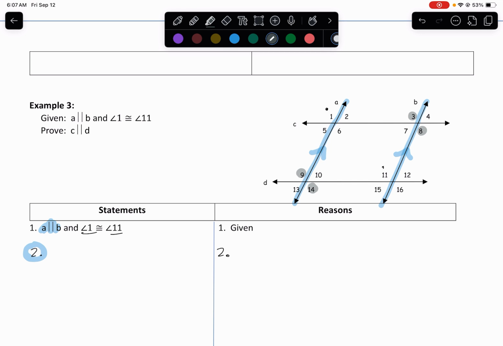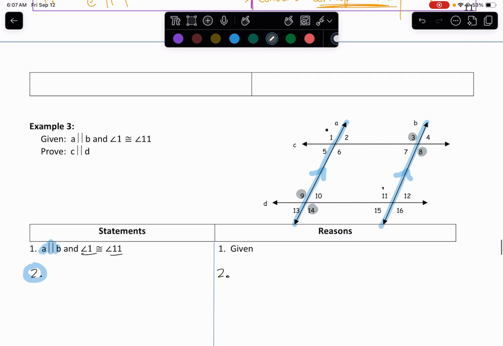So, things I can't do. I cannot say in step number 1 that angle 1 is congruent to angle 9 by corresponding because line C and line D are not parallel. So I can't say that angle 1 and angle 9 are congruent because they're not using the blue lines. Similarly, I can't say that angle 11 and angle 3 are congruent because they're, again, not using the blue lines as my parallels. So, I'm going to do the third option I said.